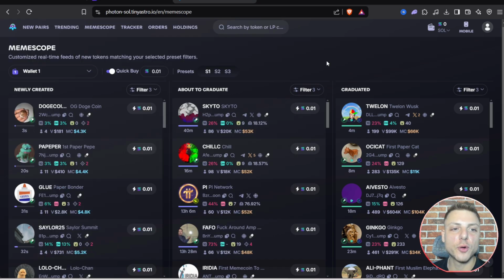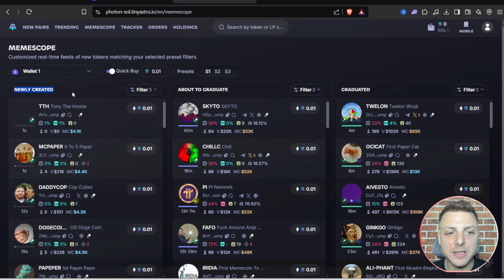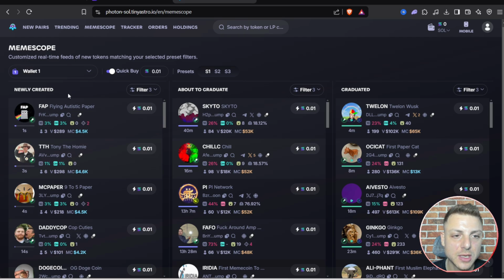So here I'm over on Photon. I'm using their meme scope feature. You obviously have newly created, about to graduate, and graduated. Now with the specific filters that I'm going to show you, we're able to really analyze to find these top trending meme coins. So firstly, we'll begin in this newly created section here.